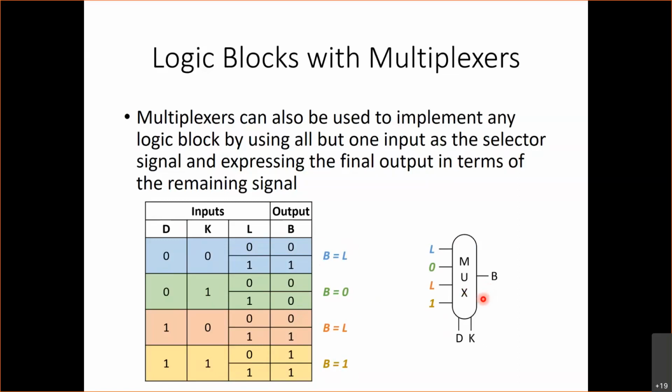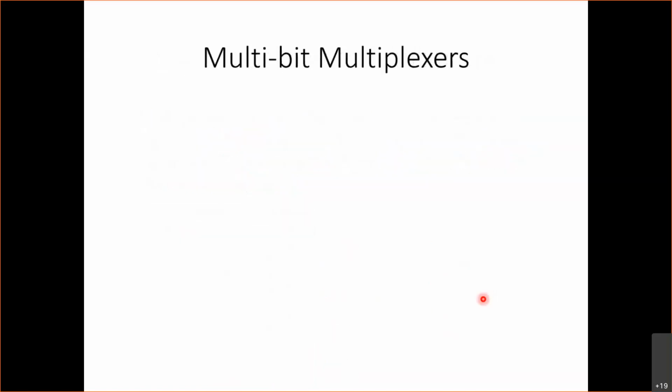Okay, any questions about how I use the multiplexer to implement the circuit? Okay, so if there are no questions, let's move on to the next, or before that, let me talk about multi-bit multiplexers.